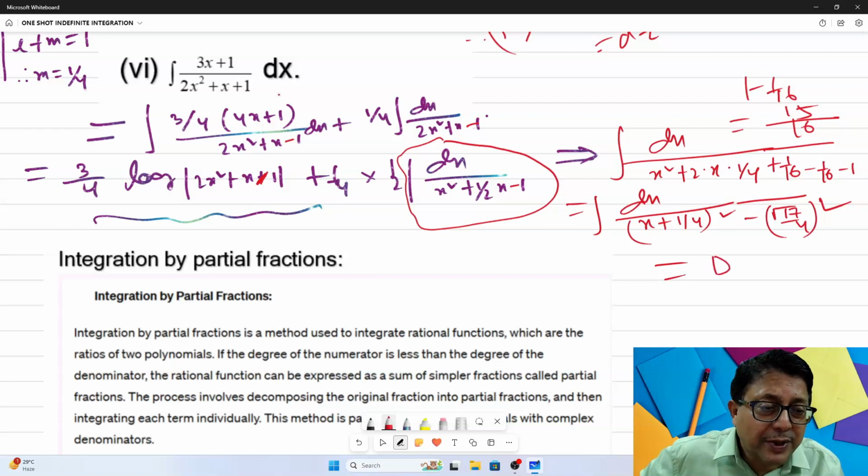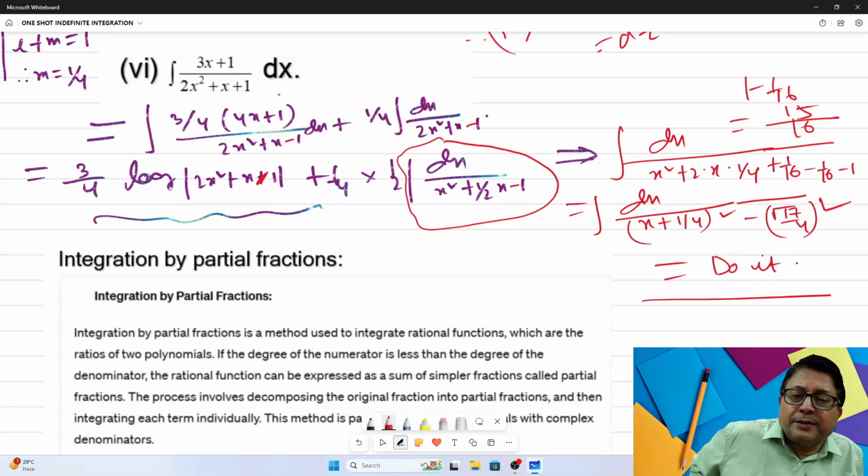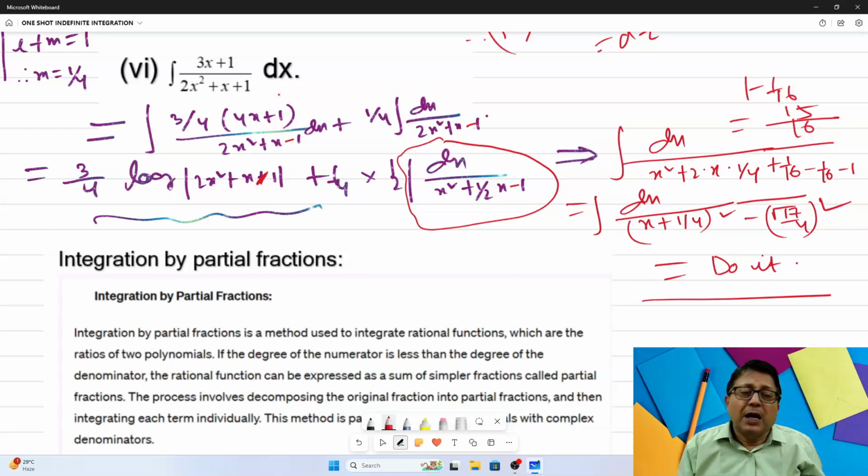Now do it. X square minus a square form we have done before also. Do it now. Clear? Hope all of you have understood up to this substitution and standard integral form. Okay?